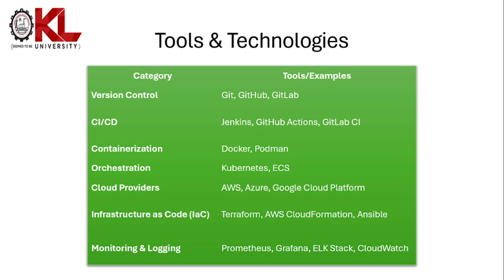Finally, infrastructure as code. To automate the complete CI/CD process, we'll use tools like Terraform or Ansible. Here is one more tool, Prometheus. Prometheus is used for monitoring of the container orchestration. Prometheus, Grafana, ELK Stack, CloudWatch, these are the tools used to monitor our Kubernetes, containerization, orchestration, and deployment of our application.